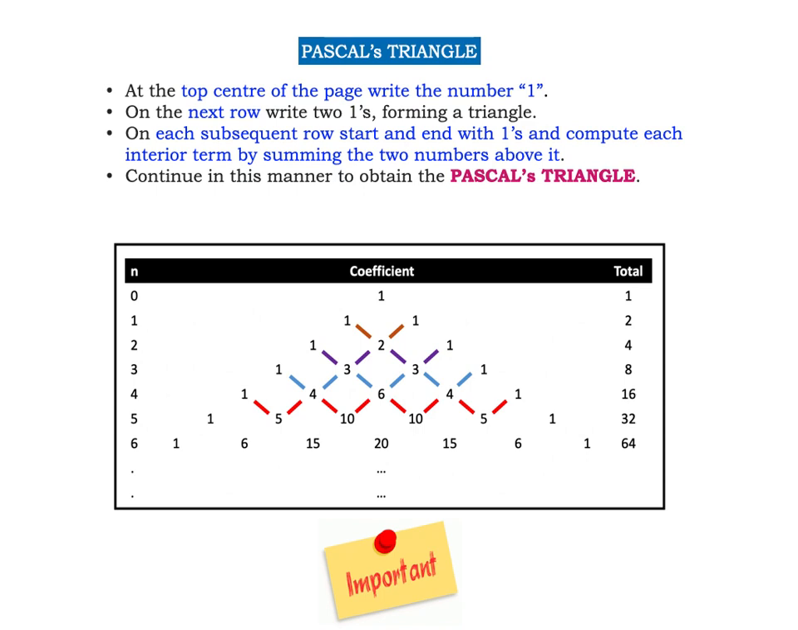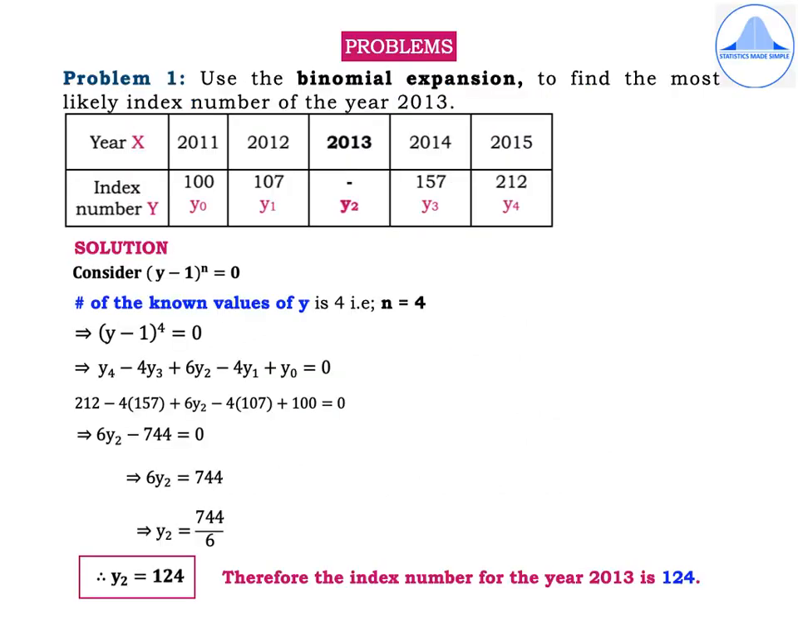When we solve problems based on the binomial expansion method and use this Pascal's triangle, you will be able to understand the concept better. But in the exam, make sure that you draw the Pascal's triangle whenever a problem is asked on interpolation. A 5-mark problem based on the binomial expansion method is a sure question in the exam.